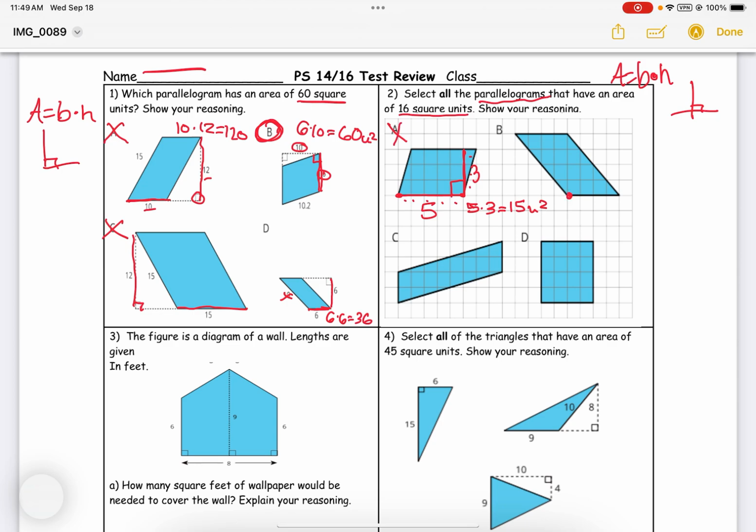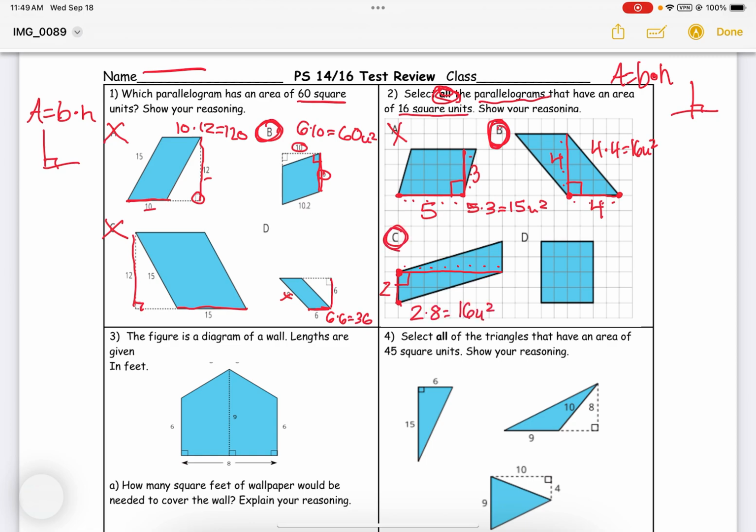B, I'm going to pick the bottom because I can count. 1, 2, 3, 4, 4 units. And then I'm going to draw this line for my height because it forms a right angle. 1, 2, 3, 4. 4 times 4 is 16 units squared. So B is one of them. And it says select all. So select all usually means more than one. For C, I'm going to pick this side for my base because I can count the units. 1, 2. And then I'm going to draw a line to the opposite side that's at a right angle. So 1, 2, 3, 4, 5, 6, 7, 8. So this would be 2 times 8, which is 16 units squared.